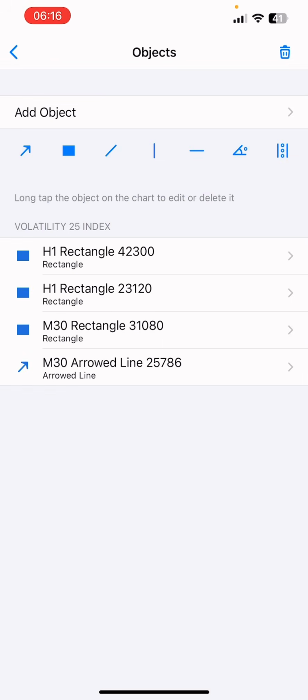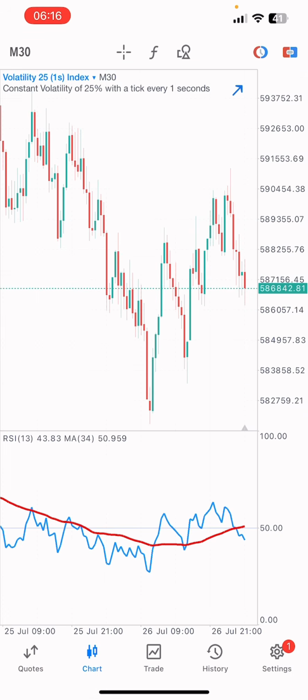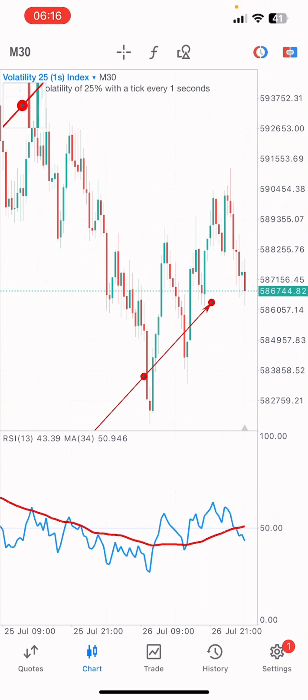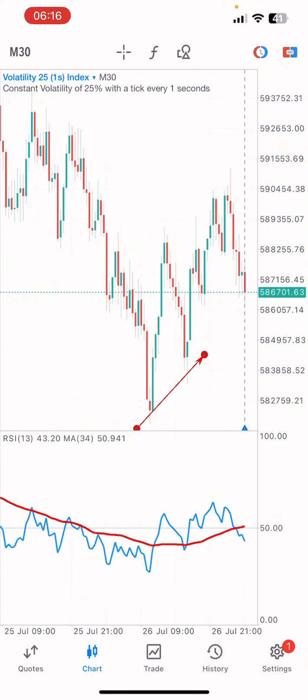So let me just use my arrow here. You can see this was where I entered, and the market kept dropping. So I'm expecting the market to do a reversal at this particular point, or if it breaks this particular point here, I'm expecting price to move down here. You can see from our indicators here, this is the RSI and the 34 moving average. This is what I call my sniper entry strategy.